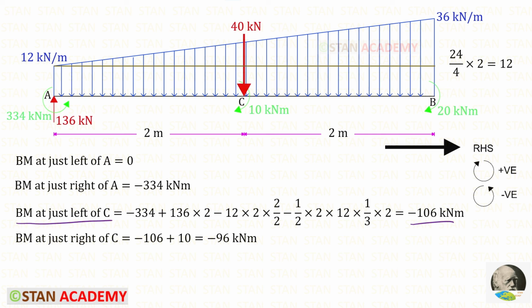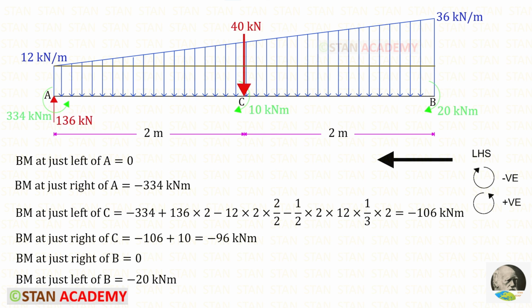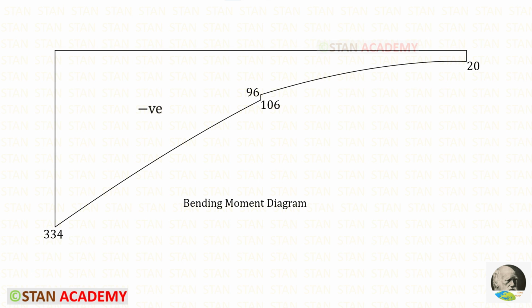Let us find the moment at just right of C. With this, we have to add this moment. This moment is acting in the clockwise direction, so it will be taken as positive. In this way, we will get minus 96. Using the left hand side rule, we can find the moments at B. Moment at just to right of B will be 0, and at just to left of B will be this moment, which is acting in the clockwise direction, so it will be negative. Here you can see the bending moment diagram.